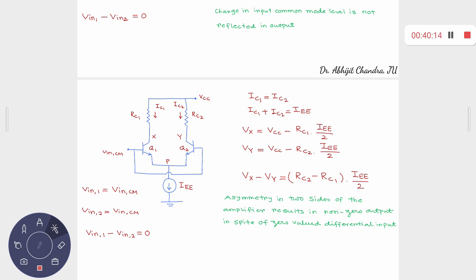this is not a symmetric circuit. The previous circuit was a symmetric circuit. This circuit is not. So because of this asymmetry, I find that the output signal is not equal to 0. That means this time the output is also sensitive to the input variation, and there is no variation in input. Input is a DC level, a constant value. So some asymmetry is there, and I cannot regard this circuit as a perfect differential amplifier circuit.